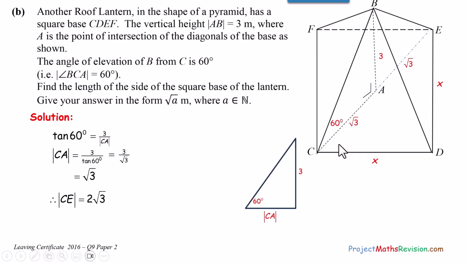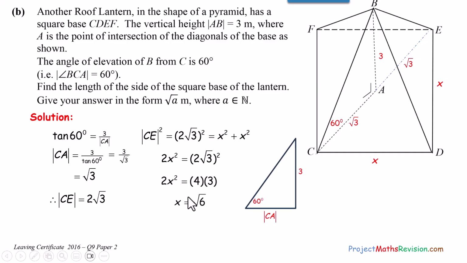So now we could look at the triangle CDE at the base of the lantern, and we could say the hypotenuse squared, CE squared, is equal to the sum of the other two sides squared. So we can write CE squared equals x squared plus x squared. But we know what CE is, it's 2 root 3. So we have 2 root 3 squared equals x squared plus x squared, which means that 2x squared equals 2 root 3 squared. And 2 root 3 squared is just 4 times 3. Divide that by 2, we get 12 over 2, which is 6. So x is the square root of 6.